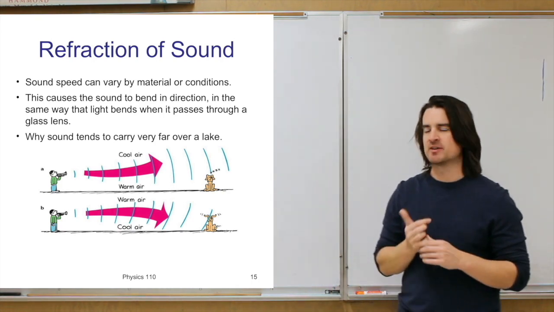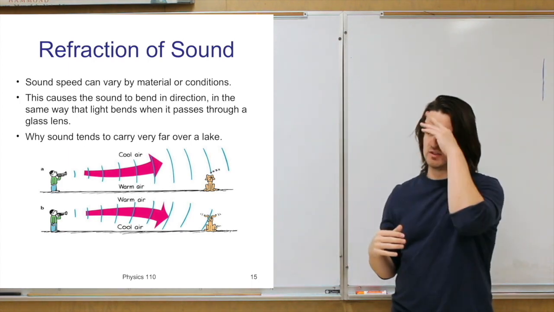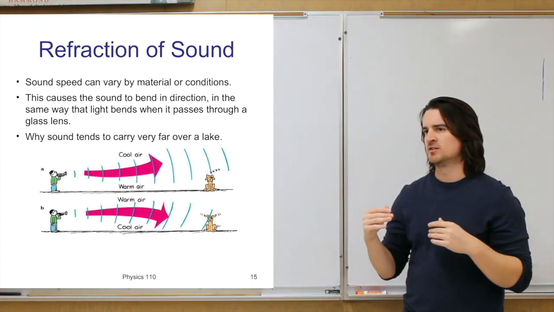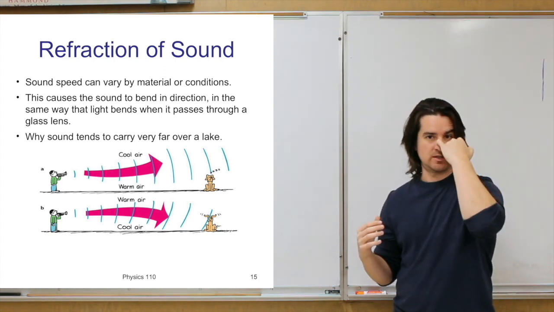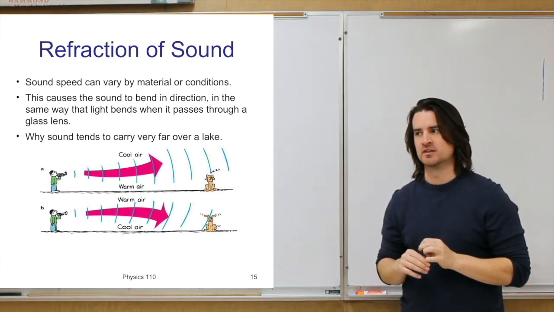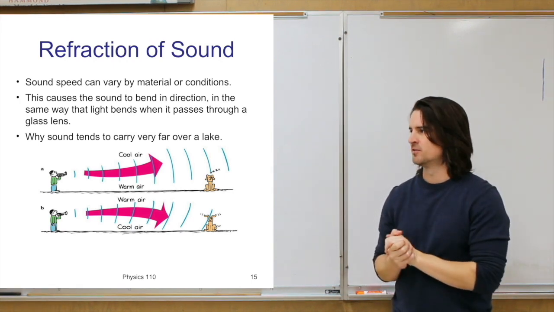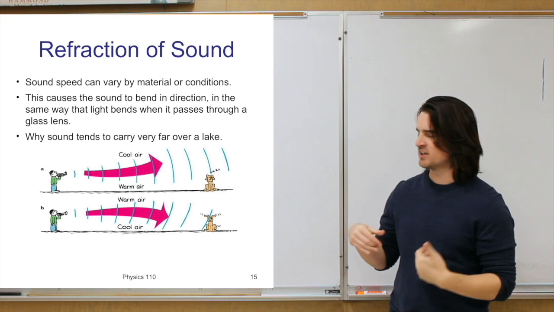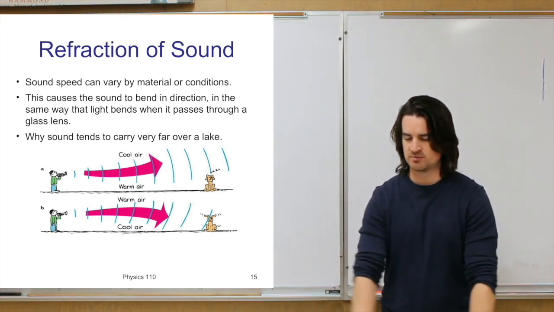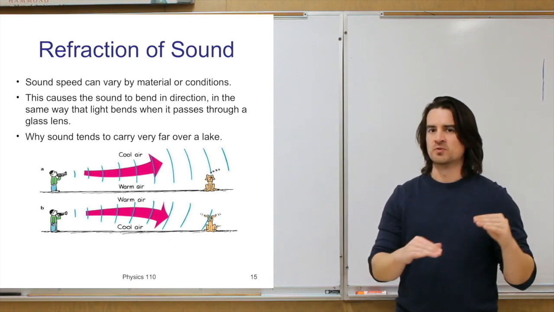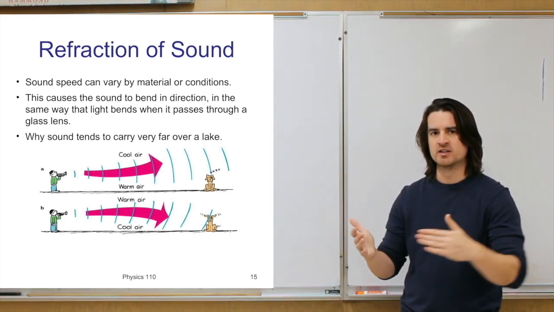One example of this happening is over a lake. If you've ever been by a big pond or something like that, you might have noticed that you can hear people very far across the lake, much further than if they were far across a field or just an open ground area. The reason is generally that the air is very cool just above the lake's surface.